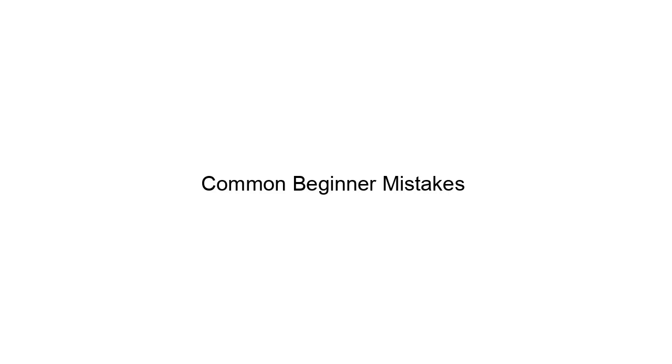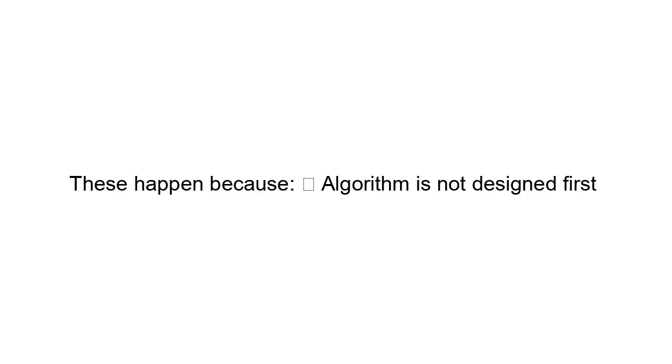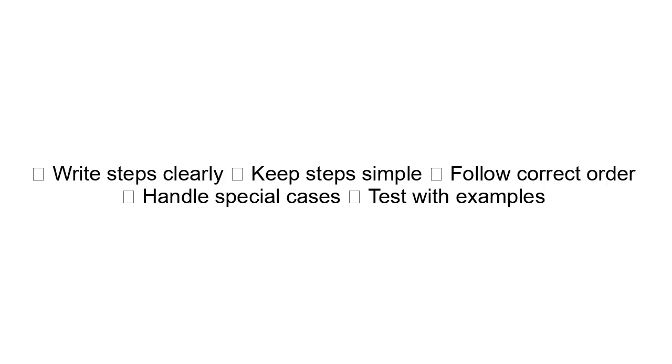Common beginner mistakes. Beginners often jump directly to coding, skip planning steps, write unclear logic, forget edge cases, and mix logic with syntax. These happen because the algorithm is not designed first. Good practices for algorithms: write steps clearly, keep steps simple, follow correct order, handle special cases, test with examples.